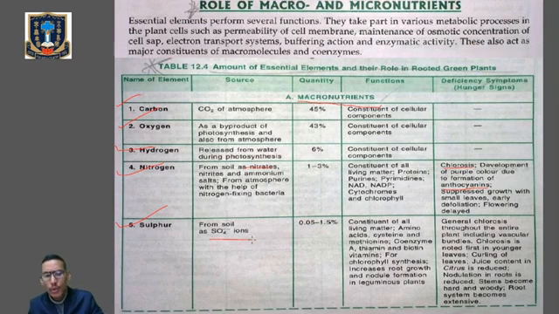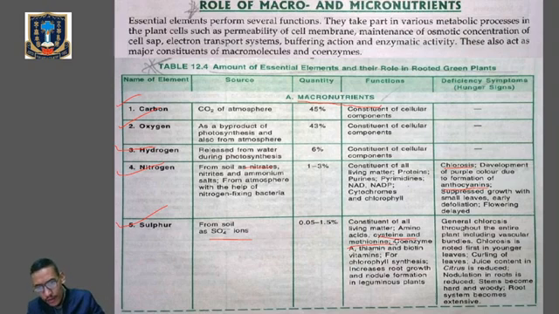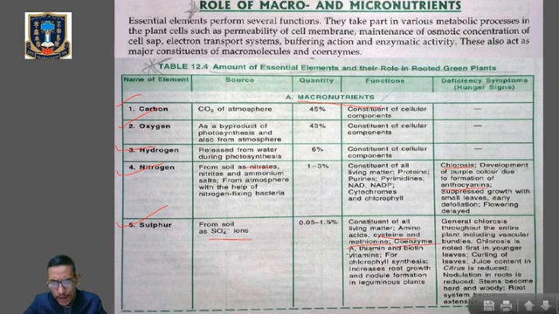And what is the function or the role of sulfur? It is the constituent of the amino acids cysteine and methionine. You can see over here, cysteine and methionine are amino acids. So sulfur is a constituent of these two amino acids, and sulfur takes part in the synthesis of protein also, because amino acids help in the synthesis of protein.